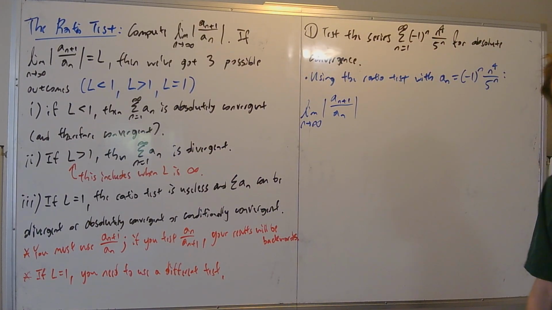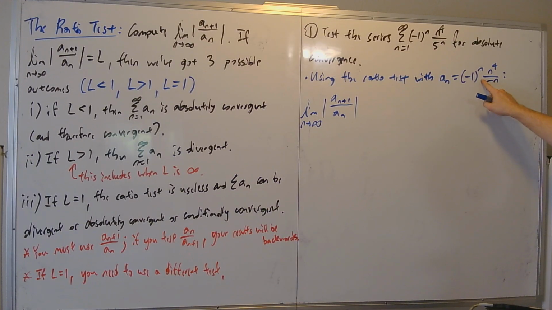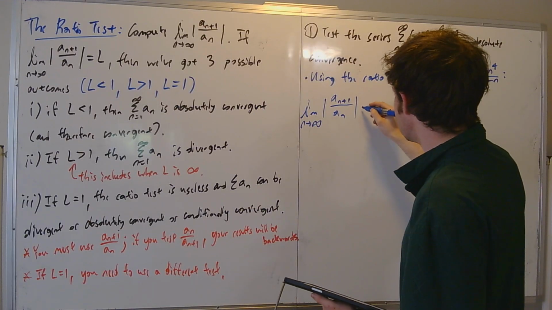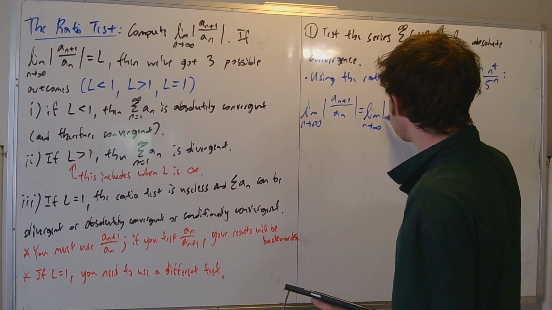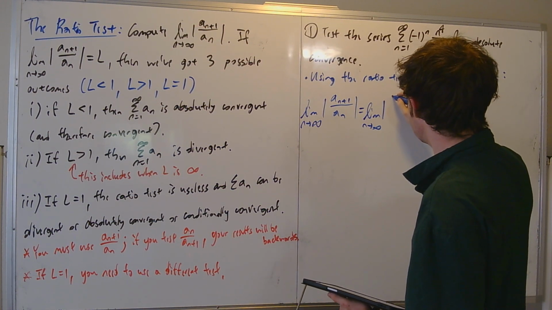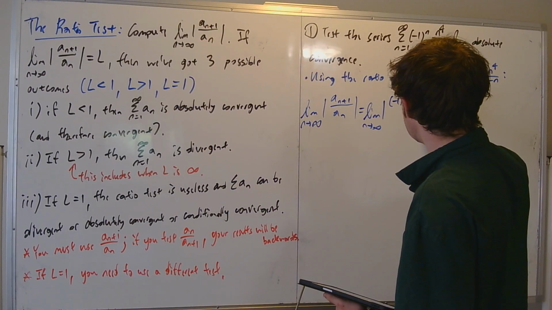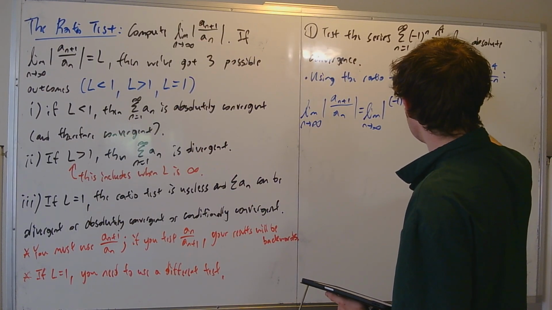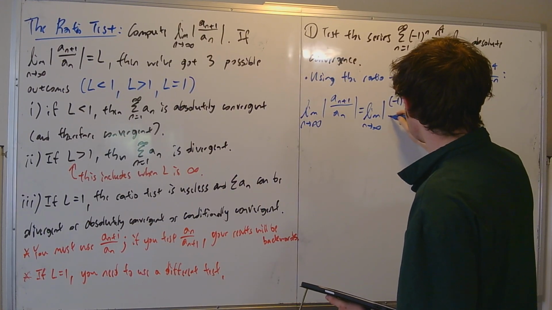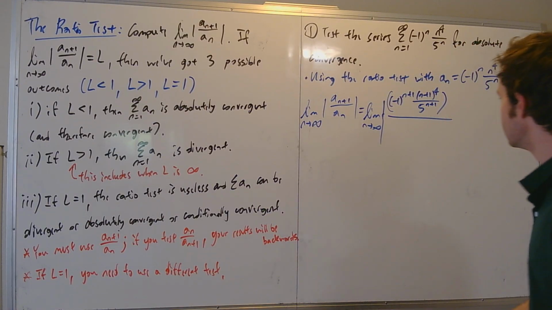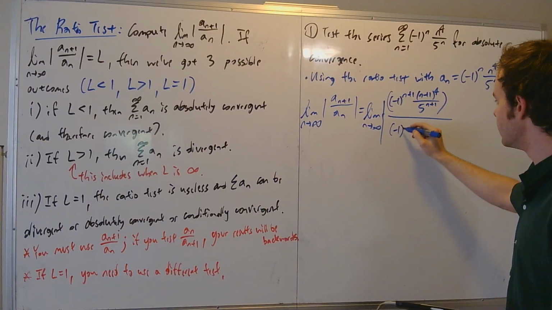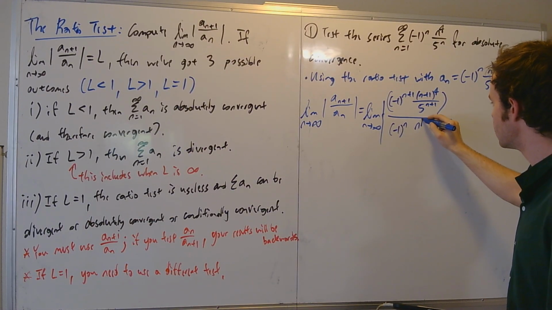Now, you may be asking, how do we find a_{n+1}? Well, we just plug in n plus 1 wherever we see an n here. So we're going to do that. And here, if we do that, we're going to get the limit as n goes to infinity of the absolute value of, if we plug in n plus 1, negative 1 to the n plus 1 times n plus 1 to the power of 4 over 5 to the n plus 1. So we're going to get this thing over, and in the denominator, we're just going to get a_n. So we're just going to rewrite what a_n is.